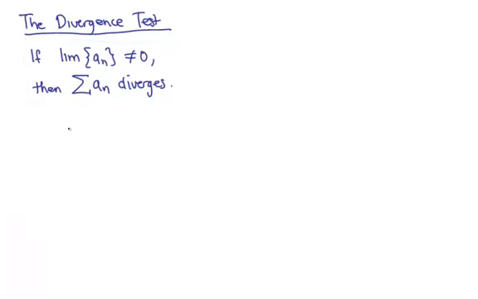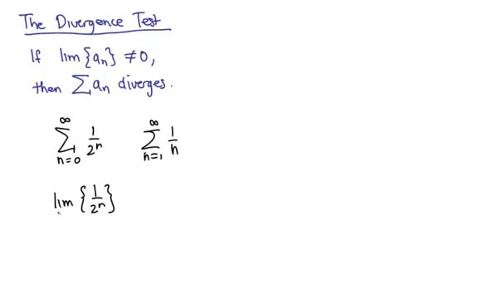Now, last time, we took a look at two different examples: the summation n going from 0 to infinity of 1 over 2^n, and the summation n going from 1 to infinity of 1 over n. In both cases, the limits of the terms converged to 0. As n gets larger and larger, 1 over 2^n will tend off to 0. As n gets larger and larger, 1 over n will tend off to 0. So in both of these cases, the terms tend to 0.